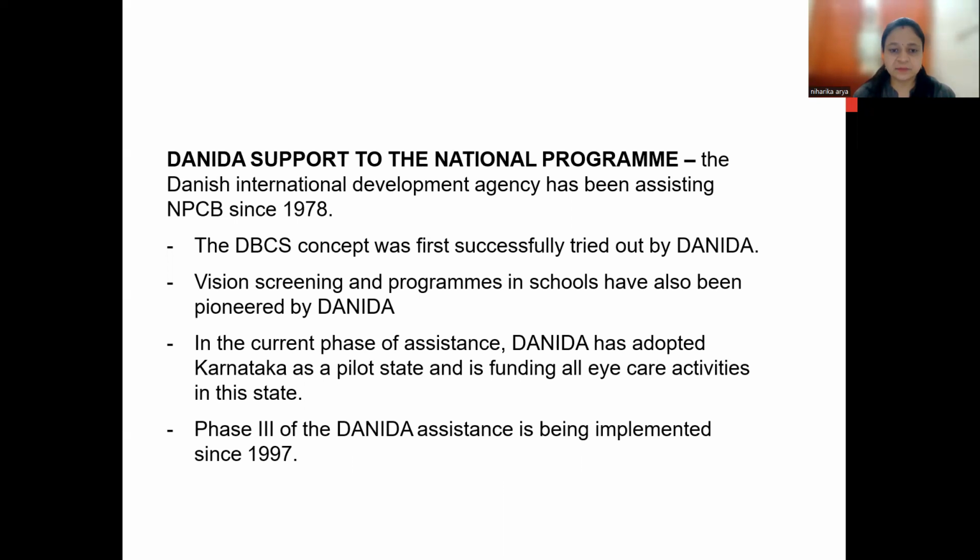Second is the DANIDA support to the national program. The Danish International Development Agency has been assisting NPCB since 1978. The DPCS concept was first successfully tried out by the DANIDA. Vision screening programs in school have also been pioneered by the DANIDA. In the current phase of assistance, DANIDA has adopted Karnataka as a pilot state and is funding all eye care activities in this state. Phase 3 of the DANIDA assistance is being implemented since 1997.